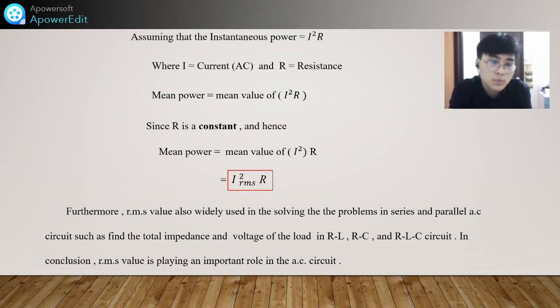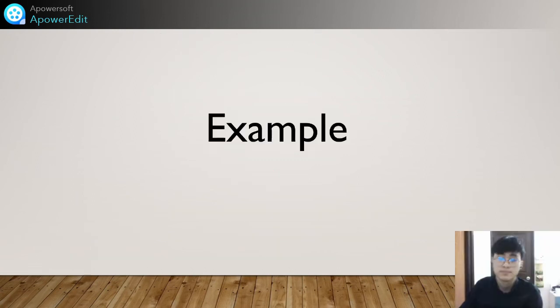Furthermore, RMS value is also widely used in solving problems in series and parallel AC circuits, such as finding the total impedance and voltage of the load in RL, RC, and RLC circuits. In conclusion, RMS value plays an important role in AC circuits. So now we go to the example.